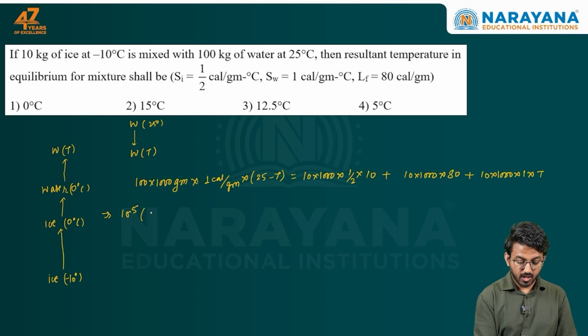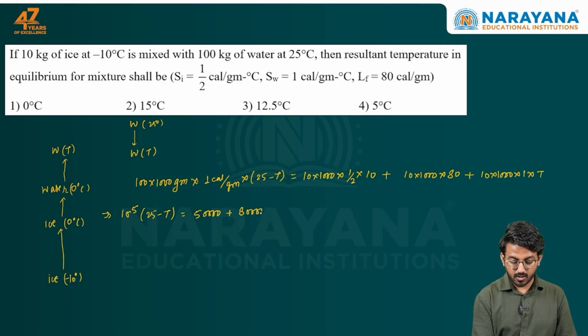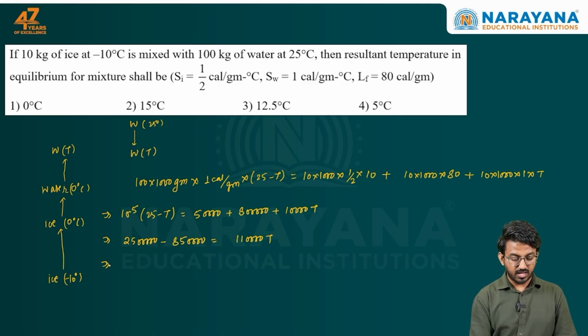So going further in this relation, I'll get 10 raised to power 5 into 25 minus T is equal to 50,000 plus 8 lakh plus 10,000 T. Solving this gives us 25 minus T is equal to, in temperature, this to 25 minus 8, 17, this will be 165.